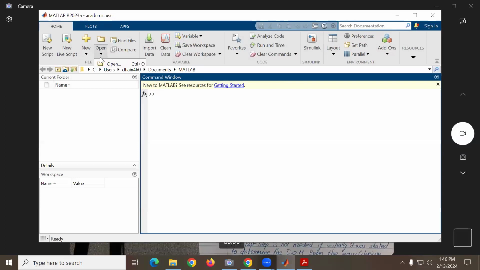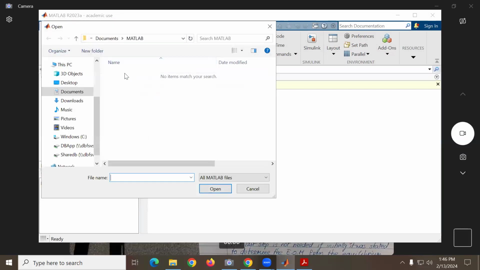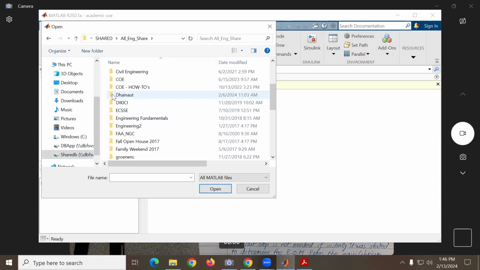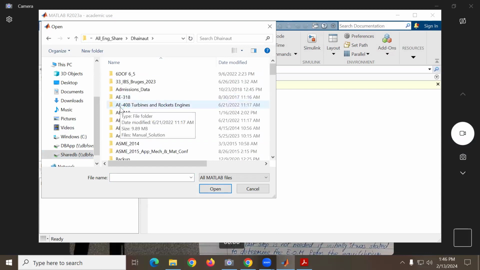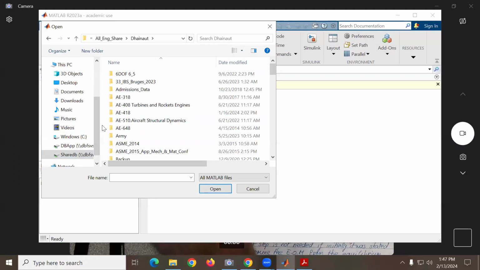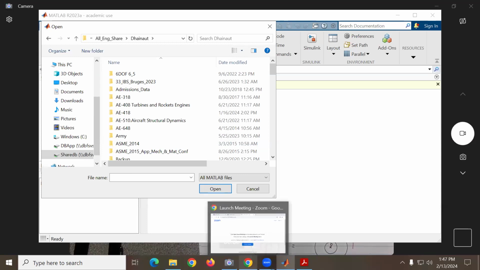File, open. I have to be careful here because share, all engineering share, ME400. What was I sub not? That is the mass moment of inertia of the pulley. Oh, MR squared over 2, I think we said. Yeah, I put it on the data, MR squared over 2.